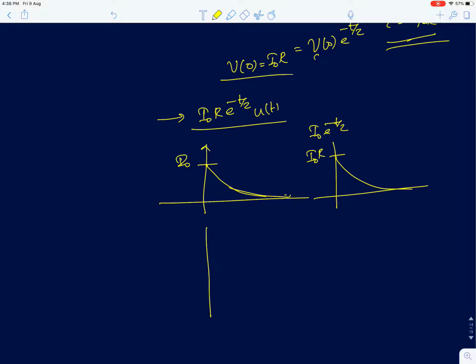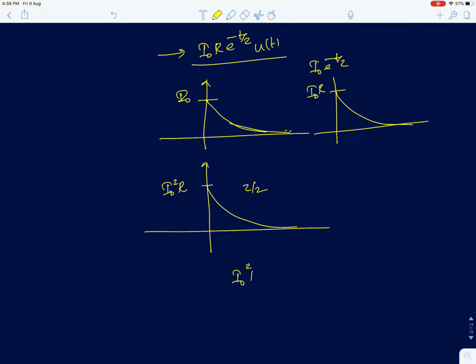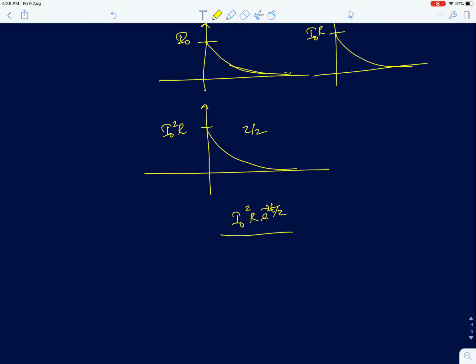Now the power dissipated is going to be I0 square R, and the time constant is going to be tau by 2. So it's going to be I0 square R e power minus 2t by tau. We already discussed that the time constant for power will decay twice faster compared to voltage and current across the resistor. So the energy dissipated across this resistor will be the area under this power graph.